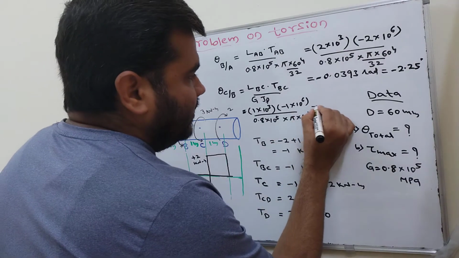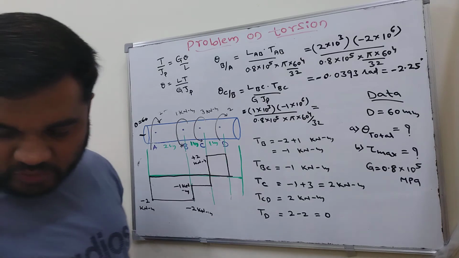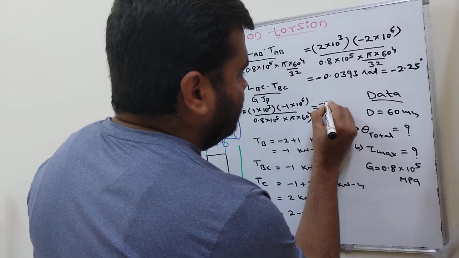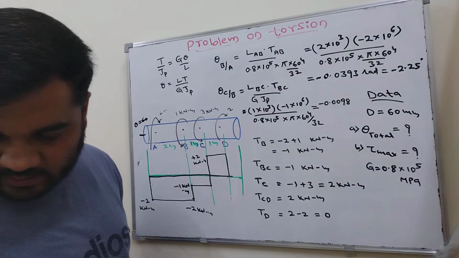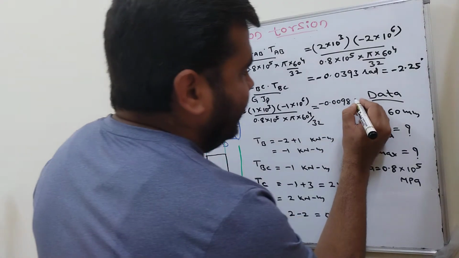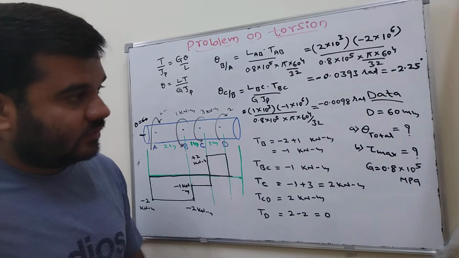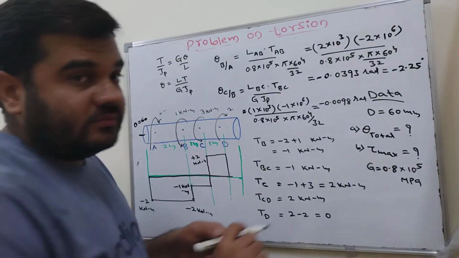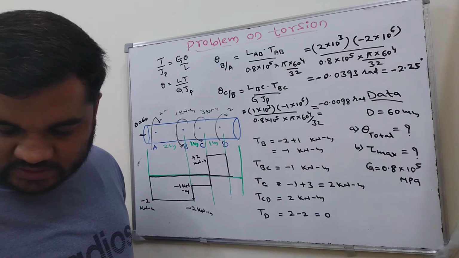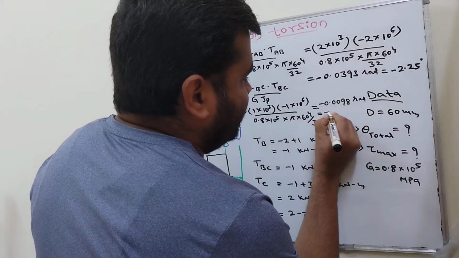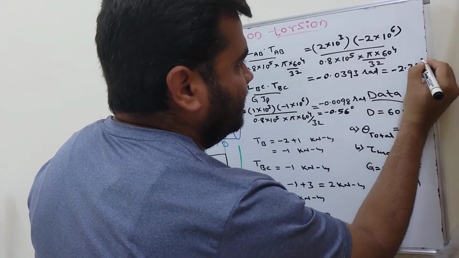Okay, so substitute and calculate, we will get the answer as minus 0.0098 radians. Convert this into degrees, we will get minus 0.56 degrees.